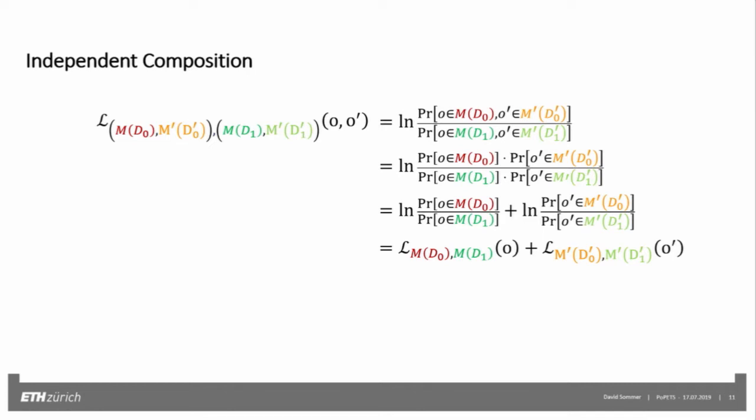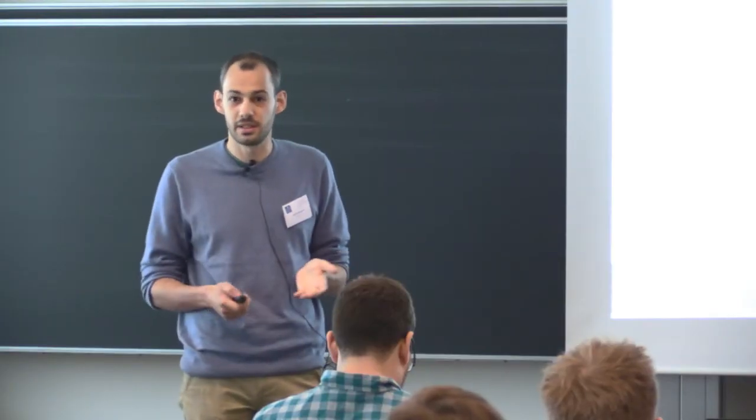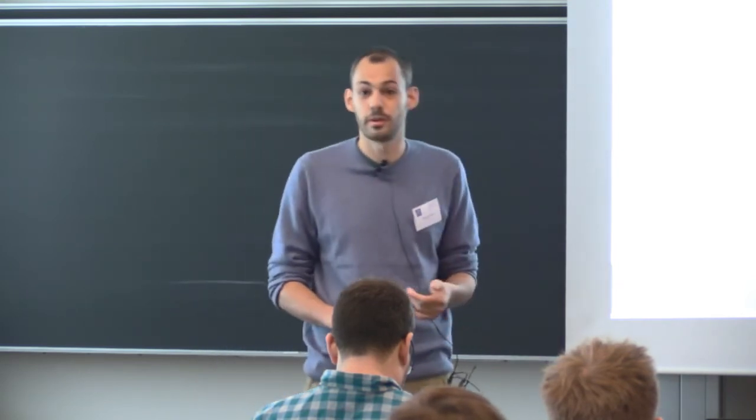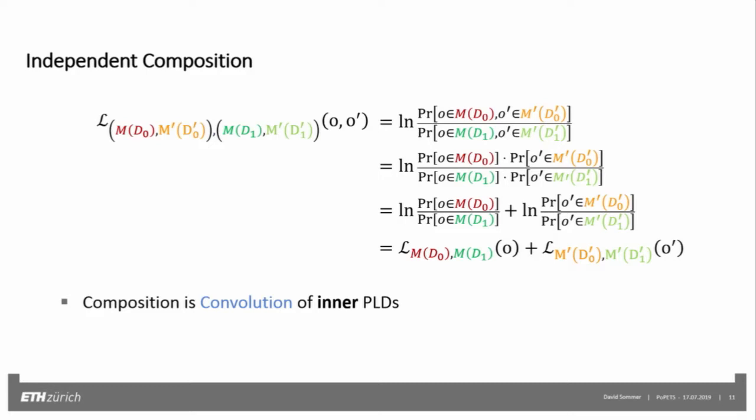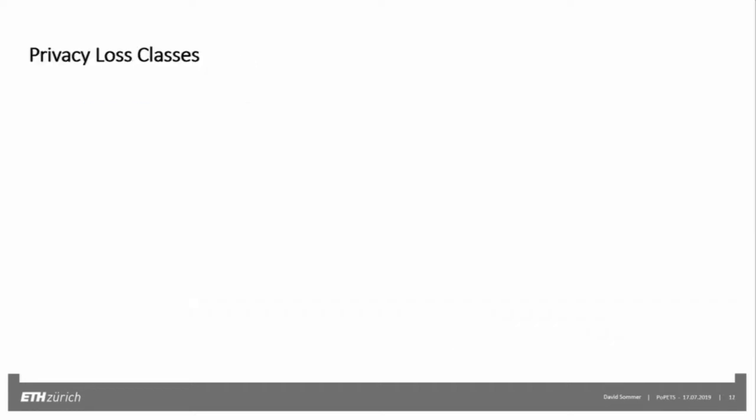So independent composition is actually an addition of random variables. That means this is a convolution. Maybe you remember that. So composition is convolution of the inner PLD, because the infinity bucket is not really included here. You remember the inner PLD is this. And there we can do a lot of cool things with it, because maybe you remember convolution.